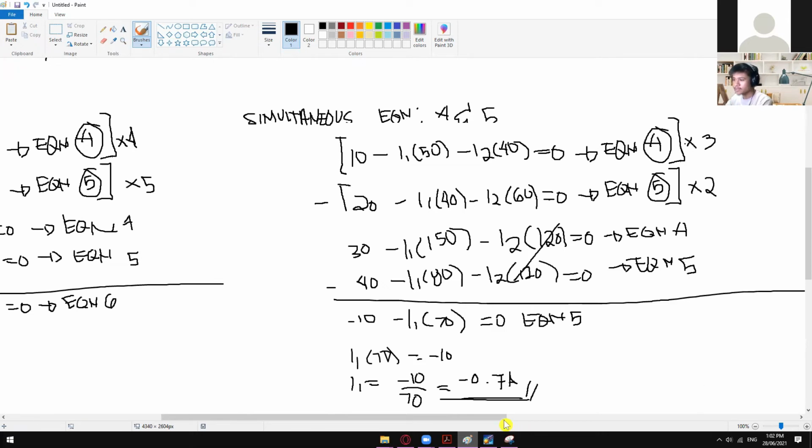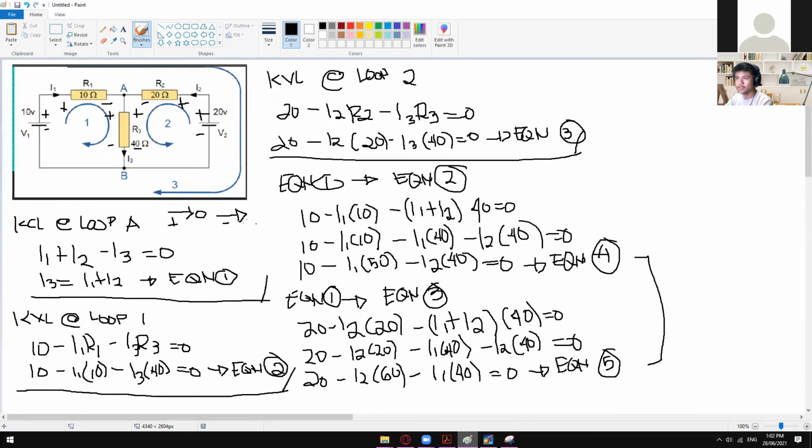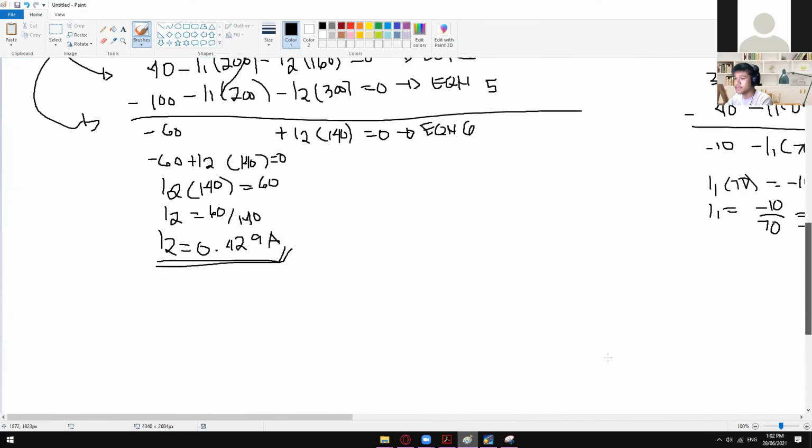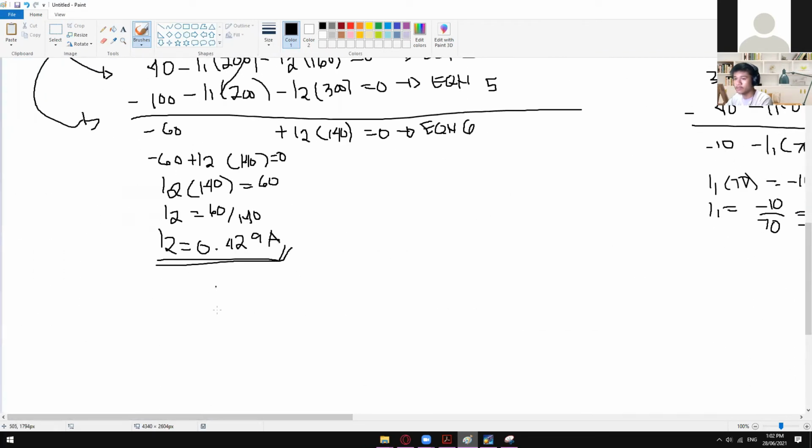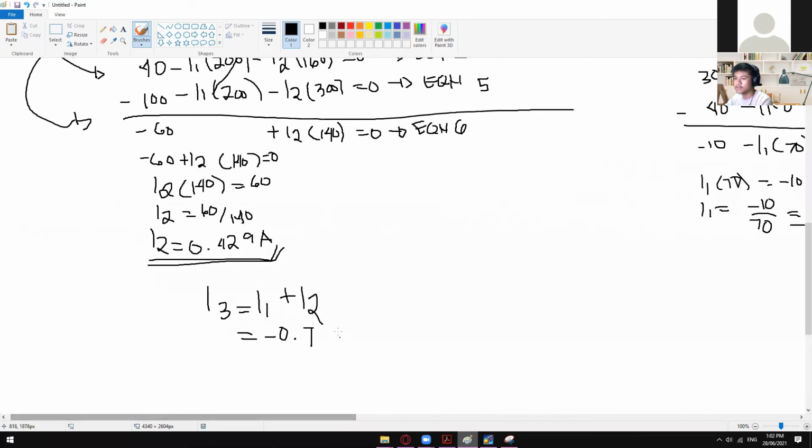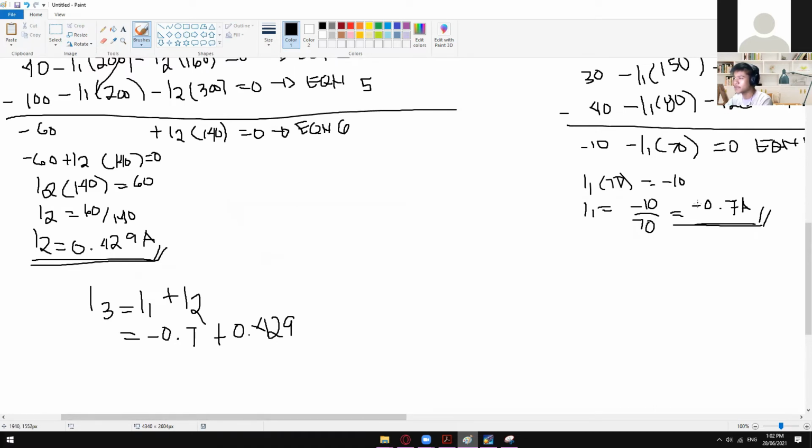Okay, great. So going back to our first equation, equation number 1. As long as we know the value of I1 and I2, then we can now solve for the value of I3. So I1 plus I2. I1 is negative 0.7, plus I2 is 0.429. Take note, you still have to get the signage. Do not make this one positive yet.